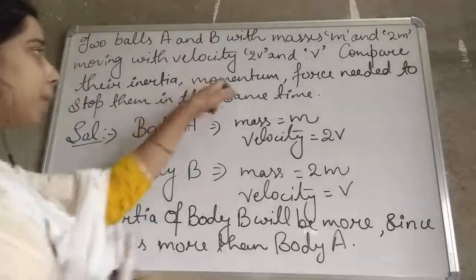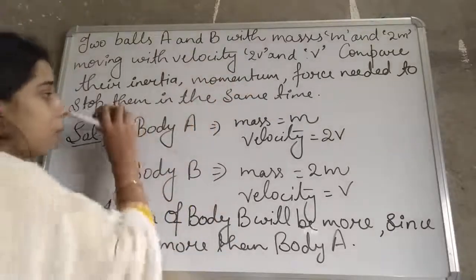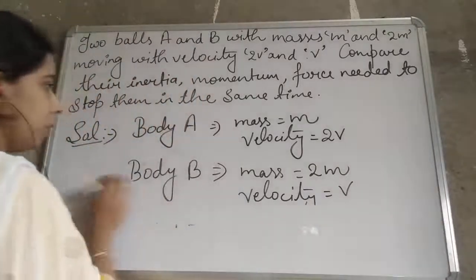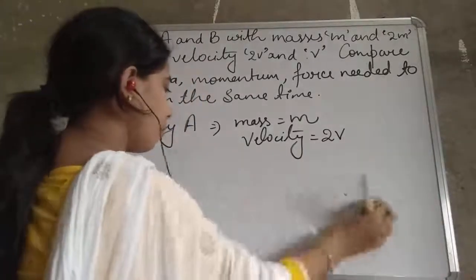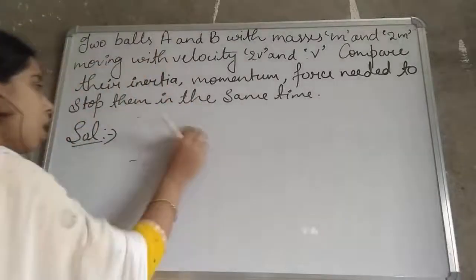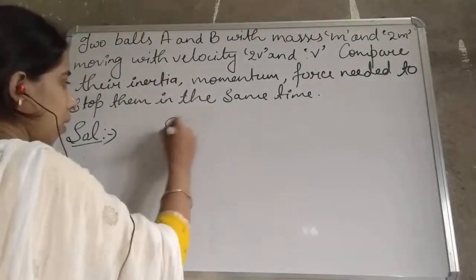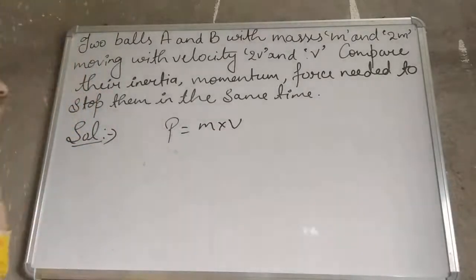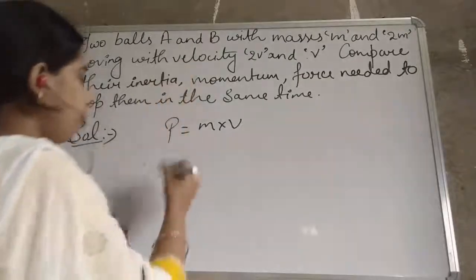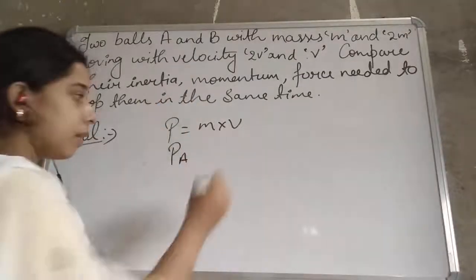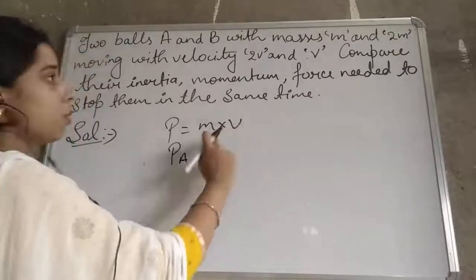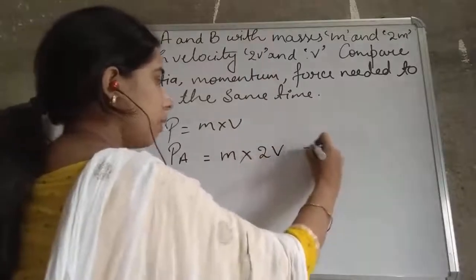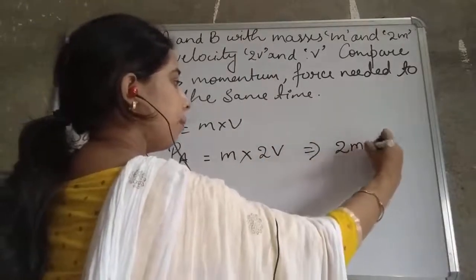Now we will see the second one, and that is we have to find the momentum of both the bodies. So you see here, student. What is momentum? Momentum is mass into velocity. So the momentum of the first body A, PA, will be equal to mass into velocity. Mass is m, and velocity is 2v. So this will be equal to 2mv.